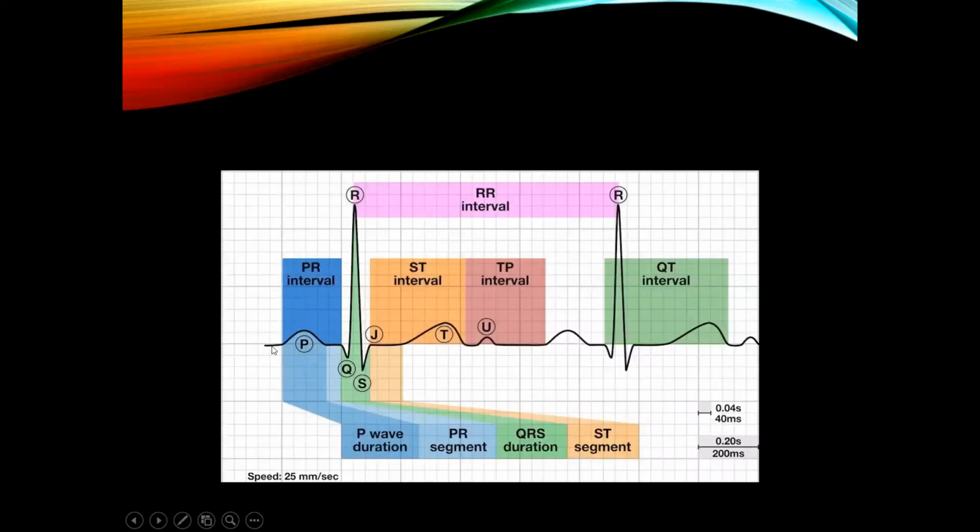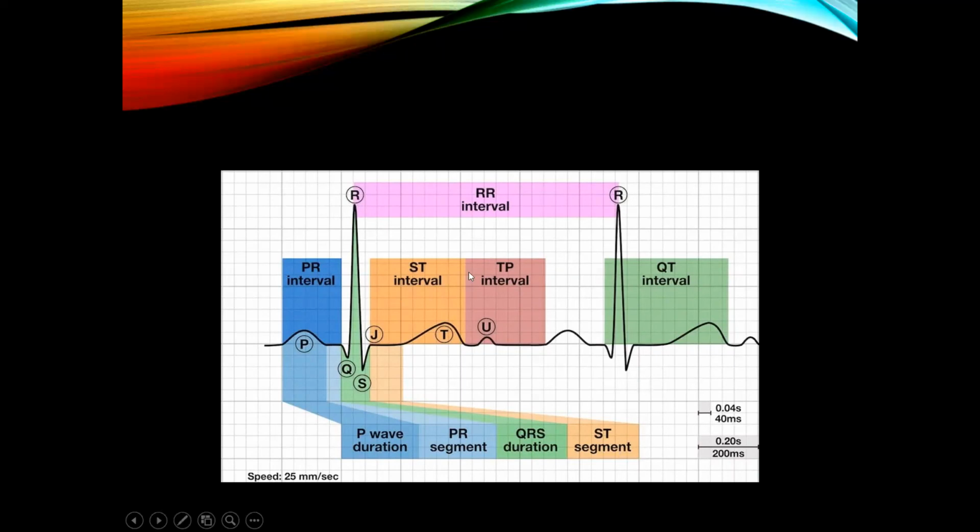So let's look at a diagram. This is our P wave, our QRS complex. This is the T wave, okay? And sometimes you may see a U wave. So the PR interval is from the start of the P wave to the beginning of the R wave, okay? The ST interval is from the end of the S wave till the end of the T wave, okay? Then the QT interval is from the start of the Q wave till the end of the T wave, okay?